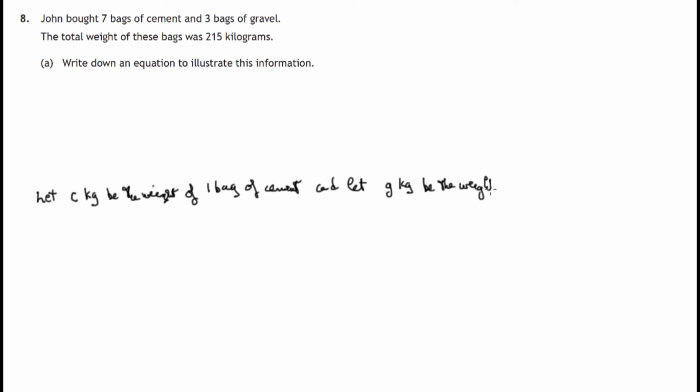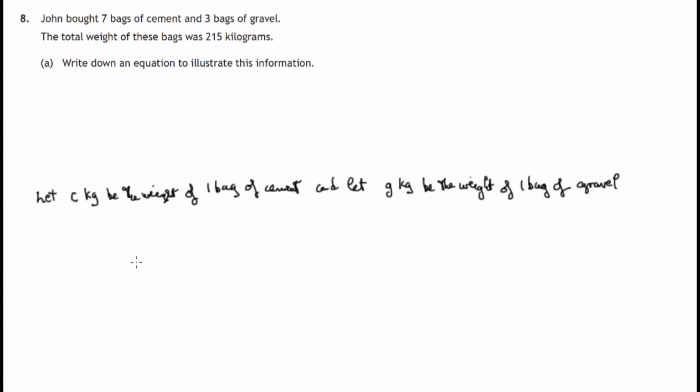So let's write this down. Let C kilograms be the weight of one bag of cement, and let G kilograms be the weight of one bag of gravel.